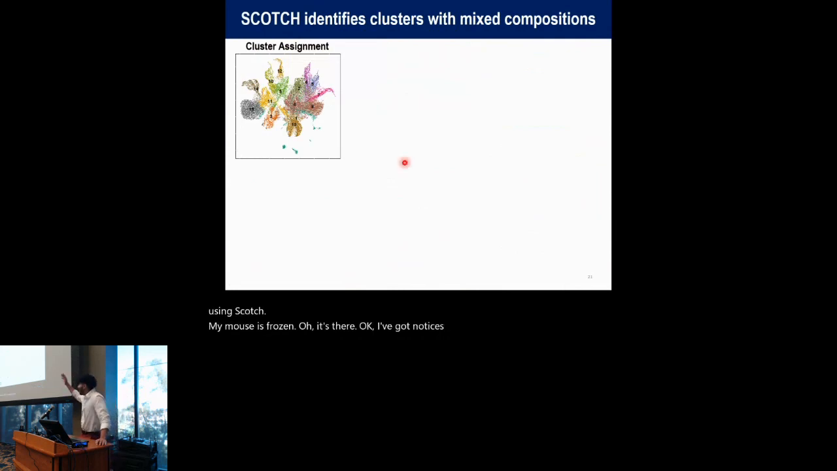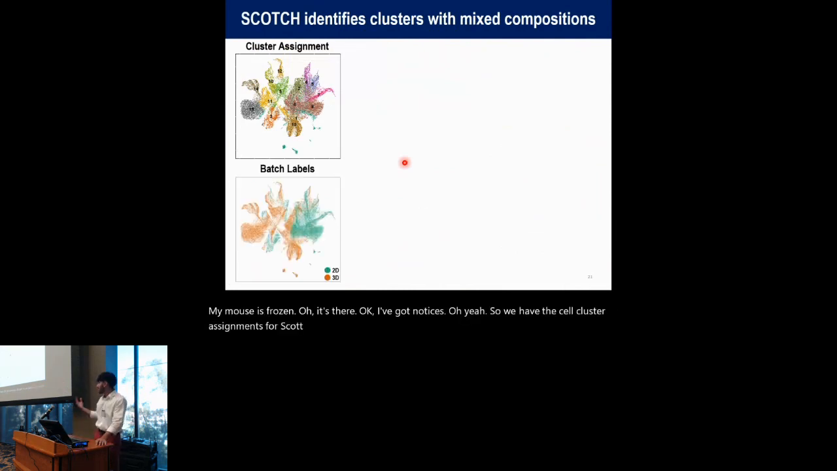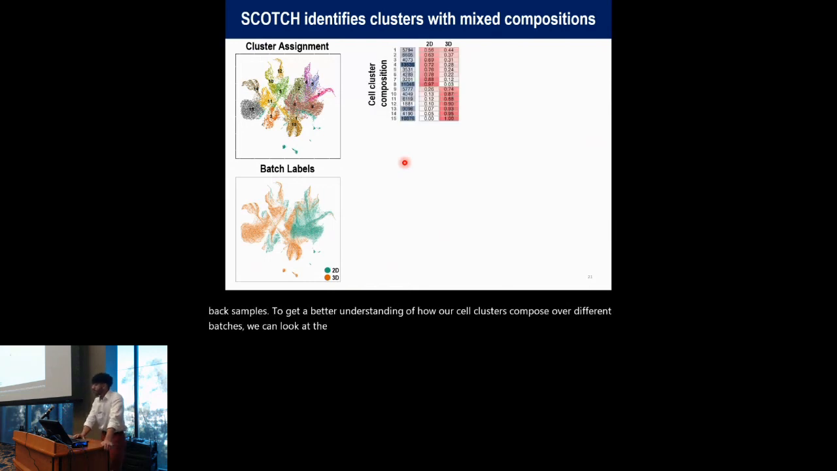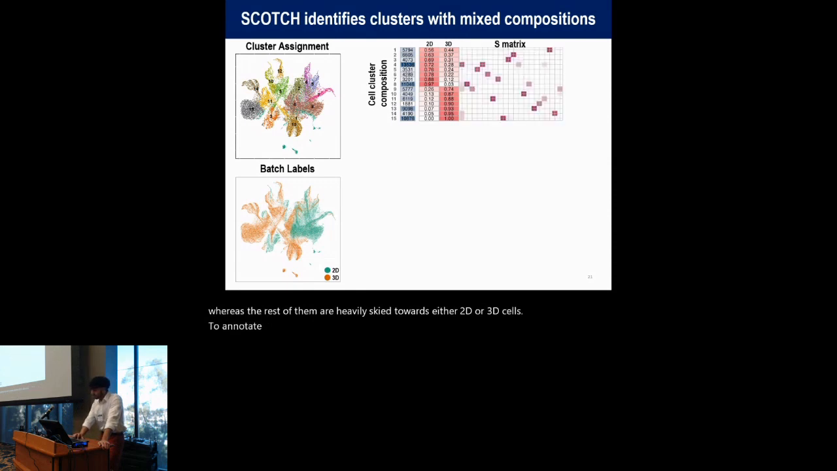So at the top, we have the cell cluster assignments for Scotch. And at the bottom, what we've done is label that same UMAP with the batch samples. To get a better understanding of how our cell clusters compose of the different batches, we can look at the cell cluster composition heat map again. What we find here is that we get some cell clusters that have a mix of 2D and 3D samples, whereas the rest of them are heavily skewed towards either 2D or 3D cells. To annotate the cell clusters, we now have to look at the S matrix and the gene cluster enrichment again.